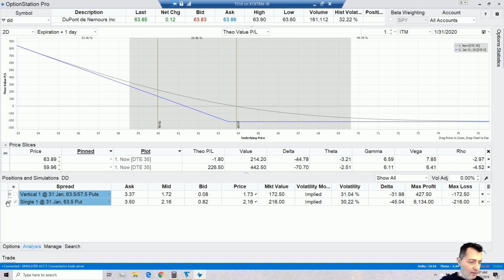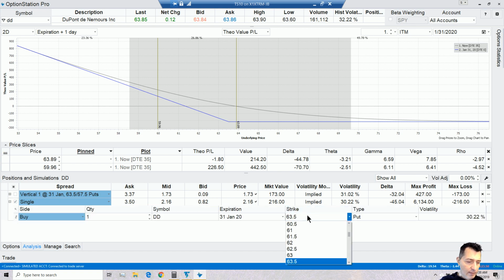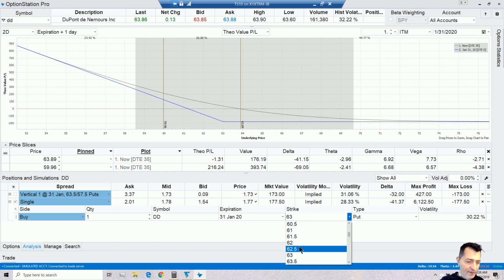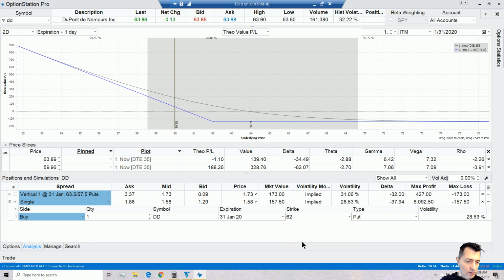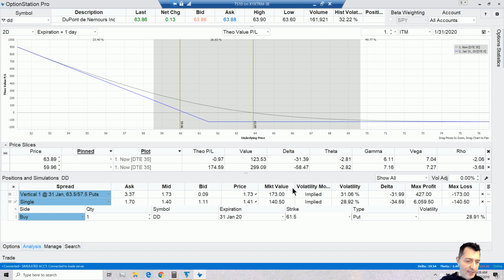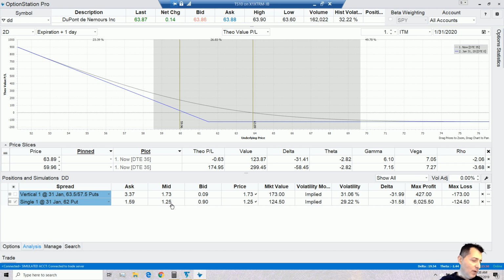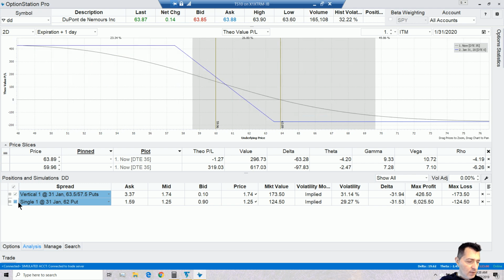So if instead of 63, I was to use something a little lower, such as 62.5, 62, 61.5, now I get more or less the same amount of deltas. So now this trade would cost me 125, the other trade would cost me 174. They get more or less the same amount of delta, 31, much more gamma, 6 and 7 gamma, where if I do the spread, I get more cost, 174. I got the same delta, but less gamma.